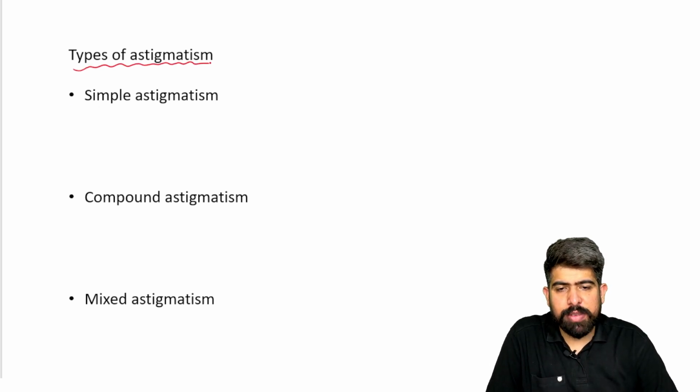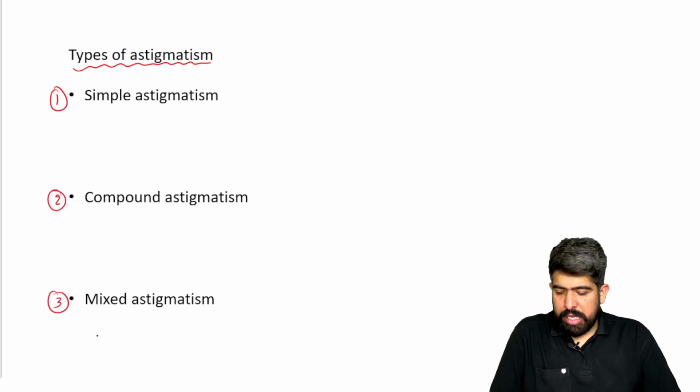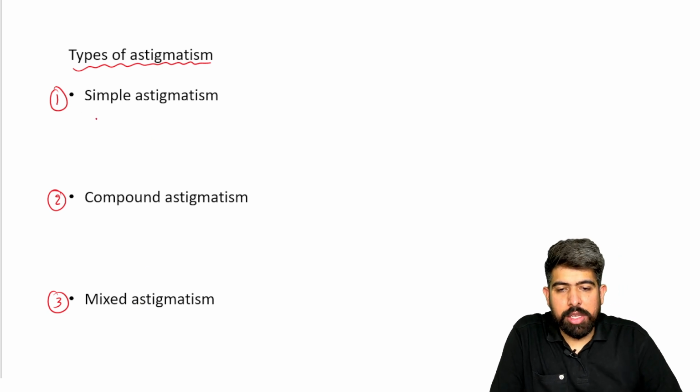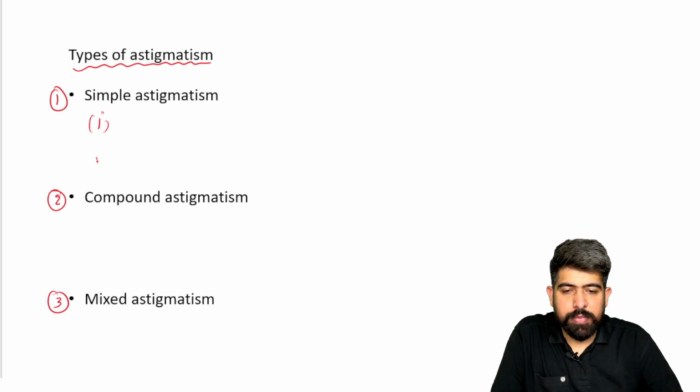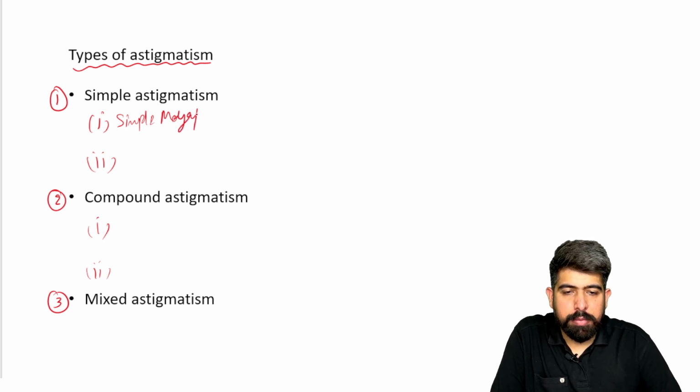Now talking about the types of astigmatism. We have three types of it, and in the three we also have subdivisions. The first one is known as simple myopic astigmatism.